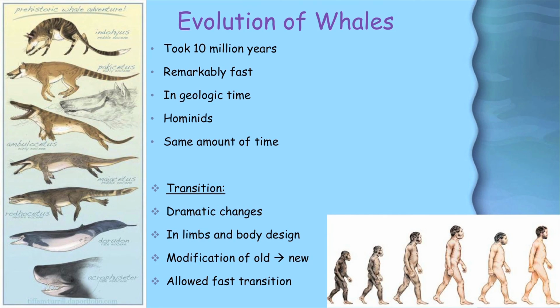The evolution of whales took place within 10 million years, which is a remarkably fast transition in terms of geologic time. The time it took hominids to diverge from our common ancestor with chimps took not much longer than 10 million years. However, the hominid transition didn't involve such dramatic changes of limbs and body design.